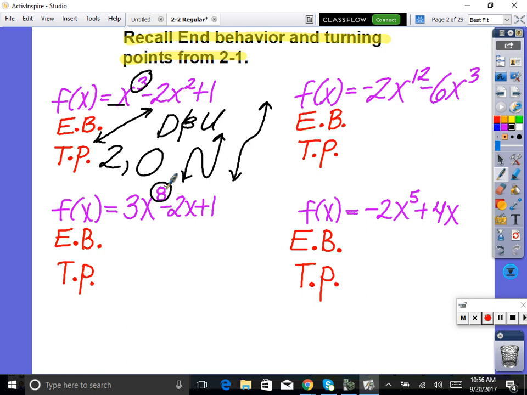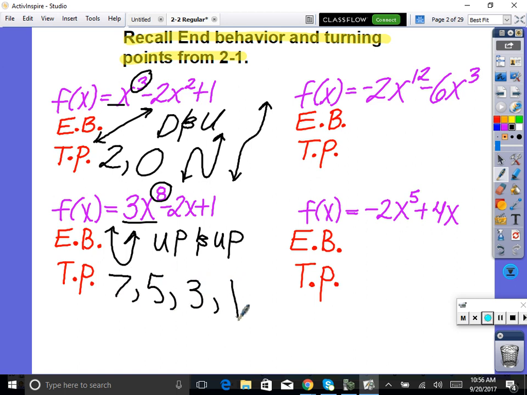Okay, let's do this one. It's even, so it's the same end behavior. It's positive, so it's up and up. And then my number of turning points at most. 7, 5, 3, 1 turning point. Very good. All right, it's even and it's negative. So it's down and down. How many turning points at most? 11?